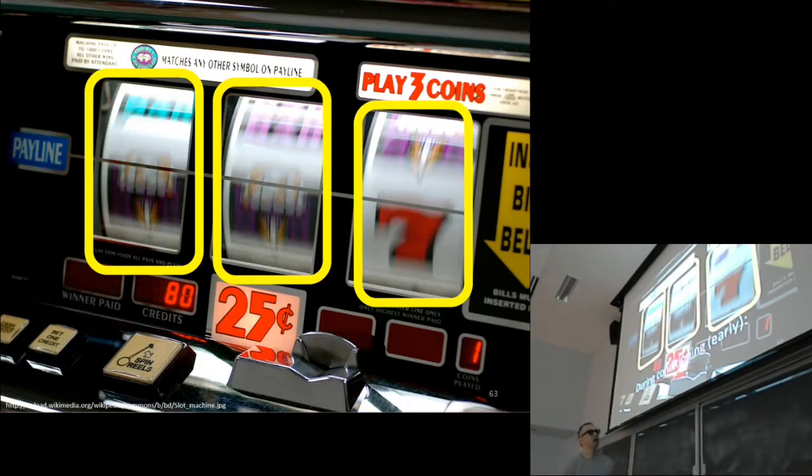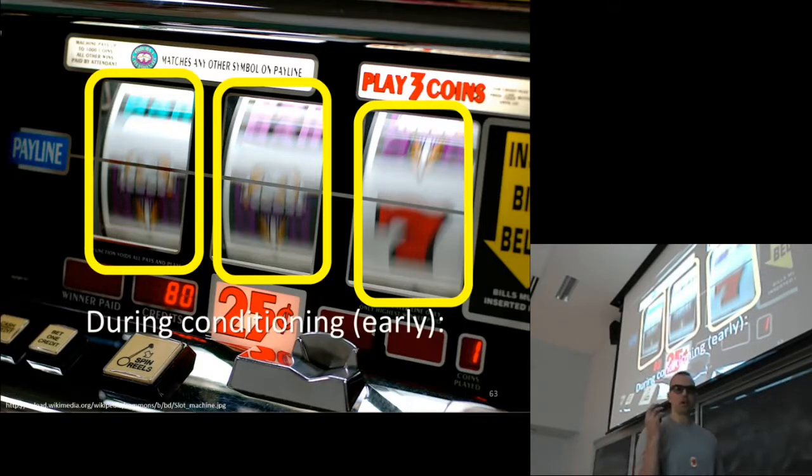So what's going on here? During the early conditioning, first time you sit down to a slot machine, if somebody showed you a cherry, you'd be like, eh, it's a cherry. If somebody showed you a diamond, you'd be like, it's a nice picture of a diamond. They would basically be neutral stimuli.